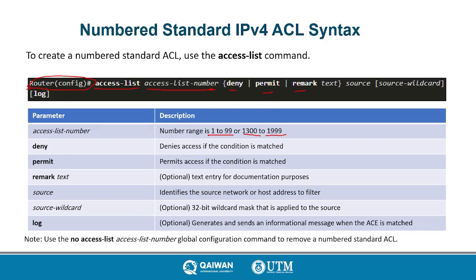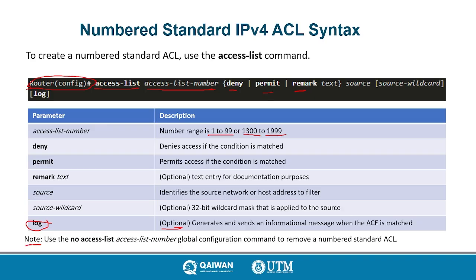Wildcard mask, what is it? It's also optional, a 32-bit wildcard mask that is applied to the source. And we have log. The log again is also optional, because inside the parentheses it says log. The log option generates and sends an informational message when the ACE is matched.